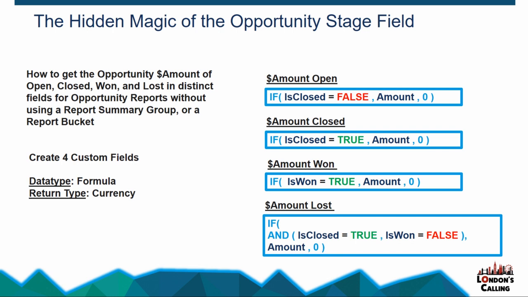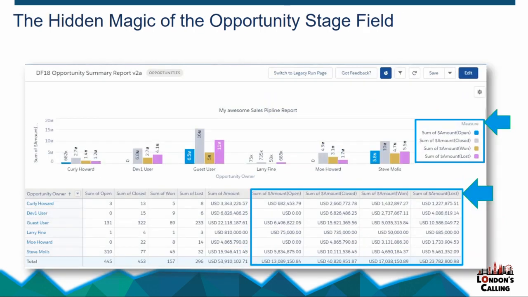To get the amount lost, I check to see if it is closed but not won, and I return the opportunity amount, or I return a 0. So again, checking my work, I can add those to this report and check the numbers, make sure they're correct.